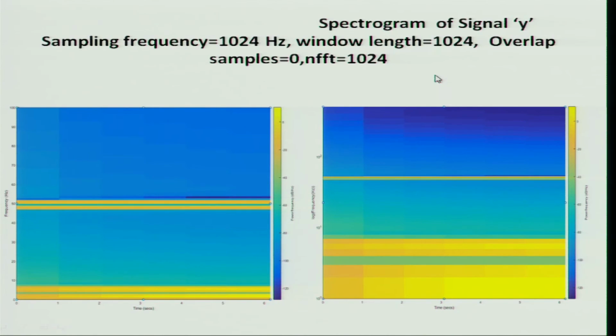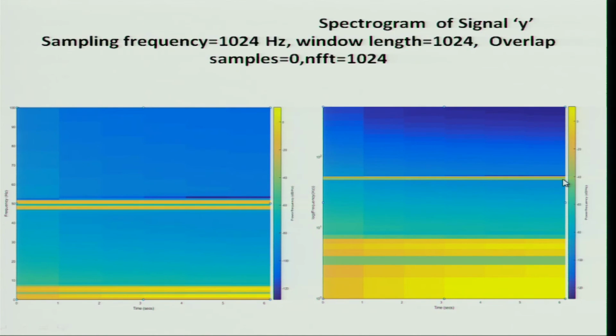Then the other one is sampling frequency 1000, window length 1 second or 1024 points. And then again I will look at this, and when this becomes 1 second, the first thing you see is 2 lines here, right? At 50 Hertz you see 2 lines.